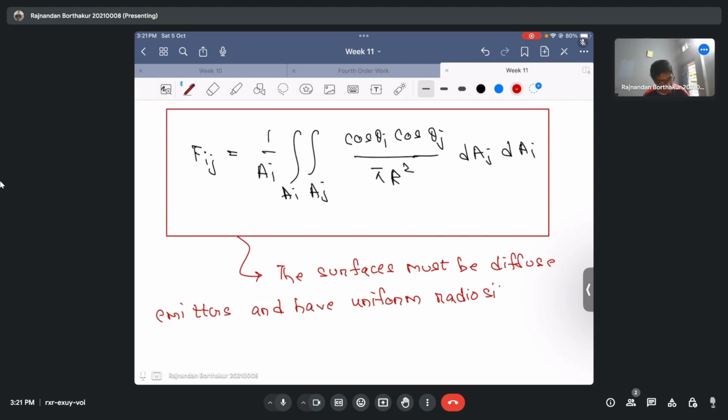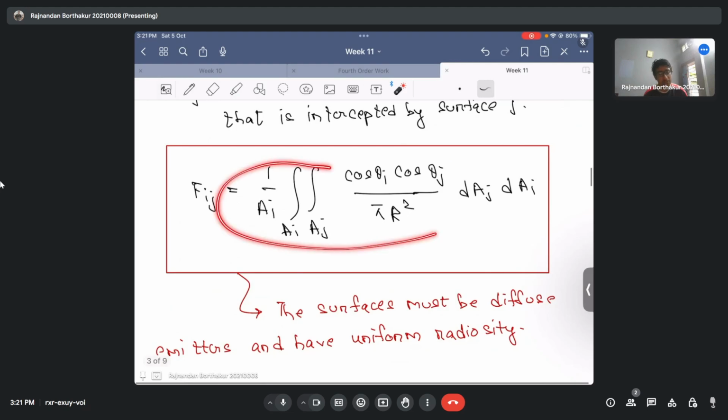What it means is that, when you see the derivation of this view factor Fij, you will see that you have to use the fact that your surface is a diffuse emitter, because the derivation of these view factors comes from the definition of intensity of radiation. And we saw that for diffuse bodies, your intensity of radiation is your emissive power divided by pi. So if you want to derive this form of view factor, you need to use the fact that your body is a diffuse emitter.